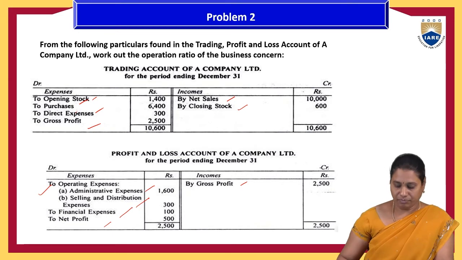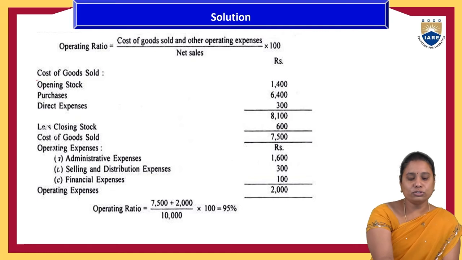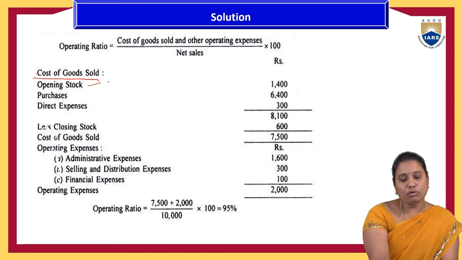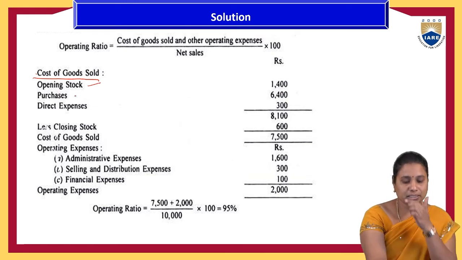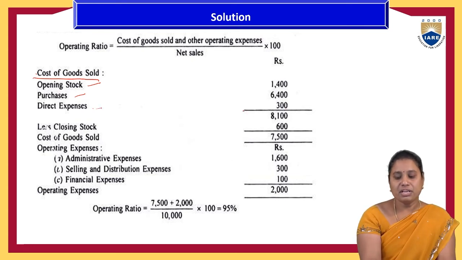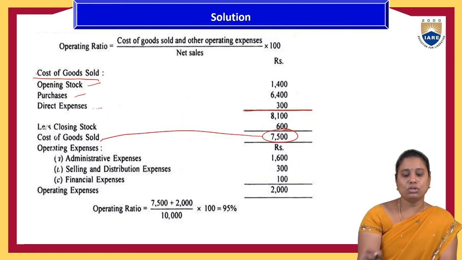Now, before going to operating ratios, the formula is cost of goods sold and other expenses divided by net sales into 100. Now, we are going to see how to calculate the cost of the goods they have sold. So, first of all, they have the opening stock of 14,000. With the purchases, they have added 6,400, and the direct expenses incurred are 3,000. For this one, if we deduct the closing stock of 600 rupees worth, then we will get 7,500 rupees worth of the cost of goods sold.